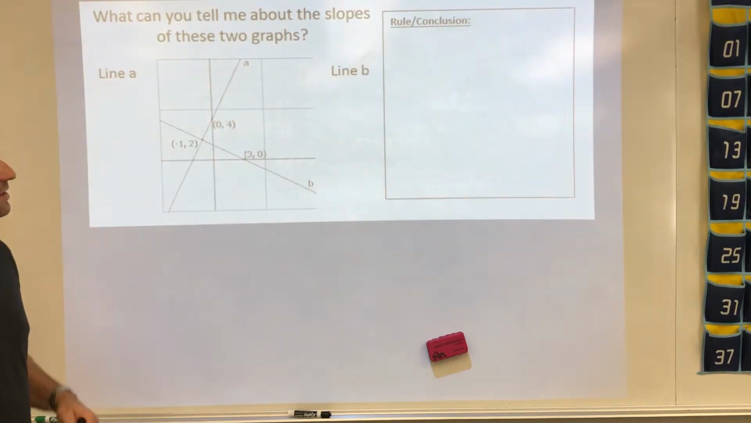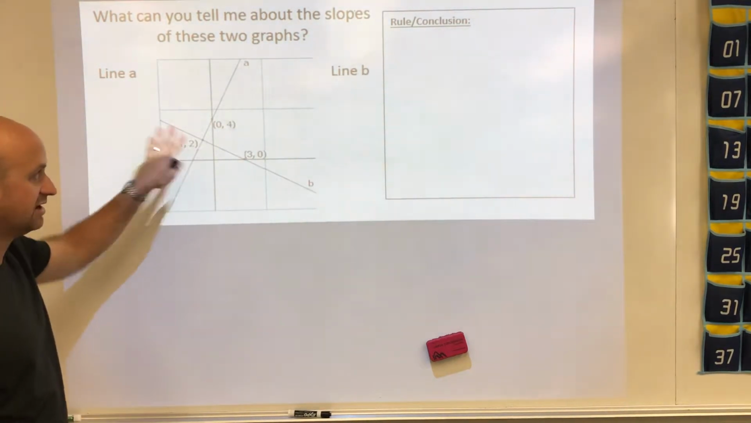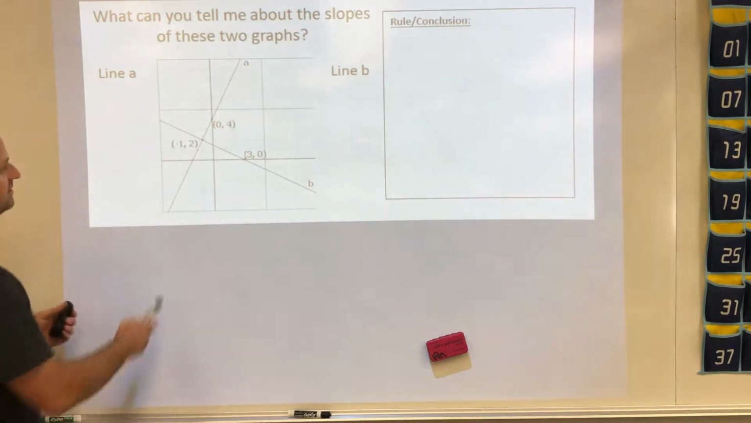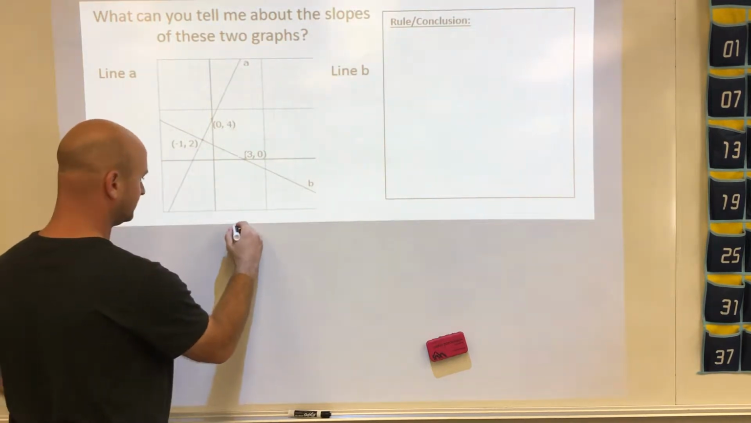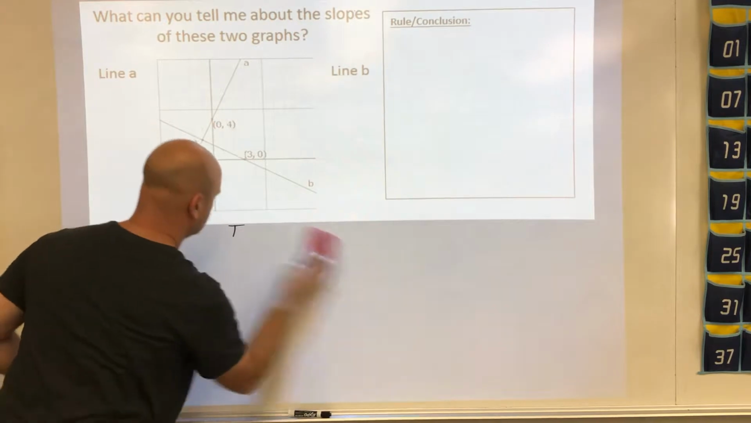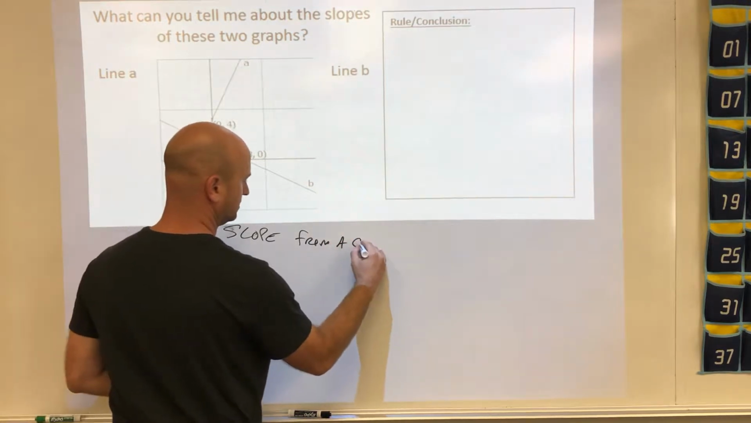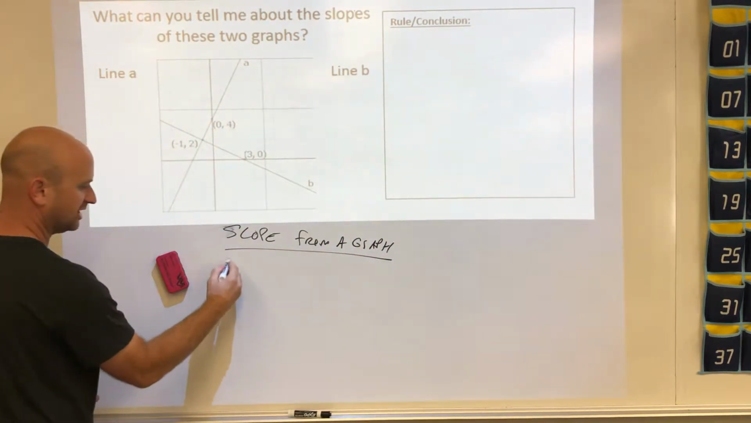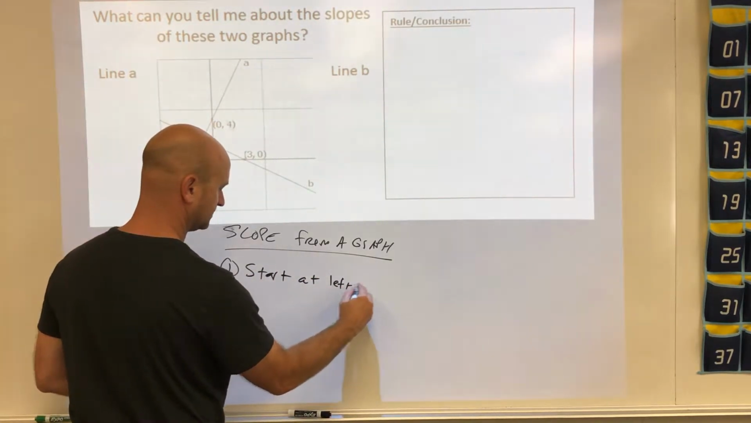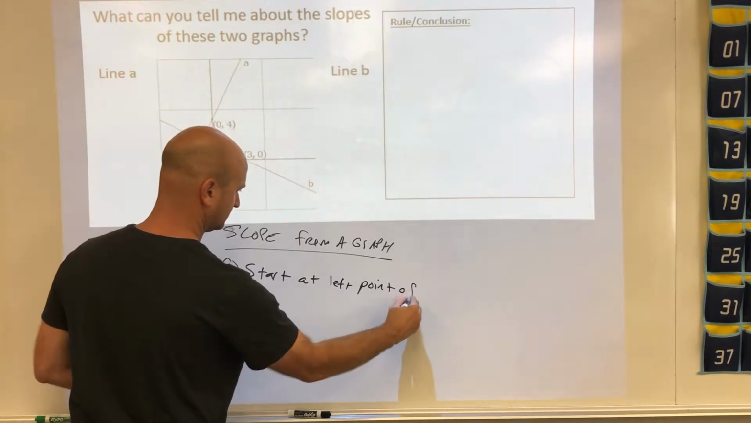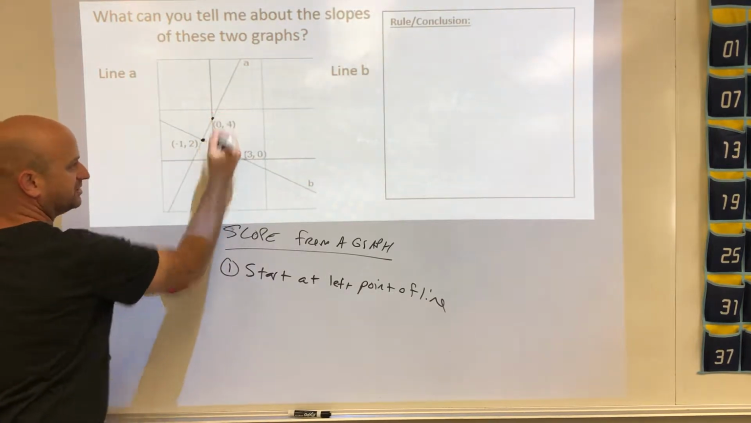All right, when it comes to a problem like this, these look perpendicular, but we need some proof. And so we're going to use this graph to develop our conclusion. And so what we find out is if I were to graph this line A here, we start with the very left point. So to determine a slope from a graph, we're going to start at the left point of the line. So in this problem, this is the left point of this line. This is going to be the right point.